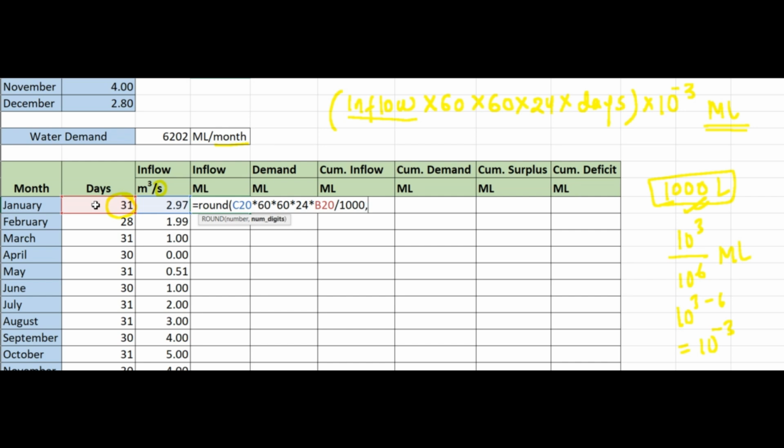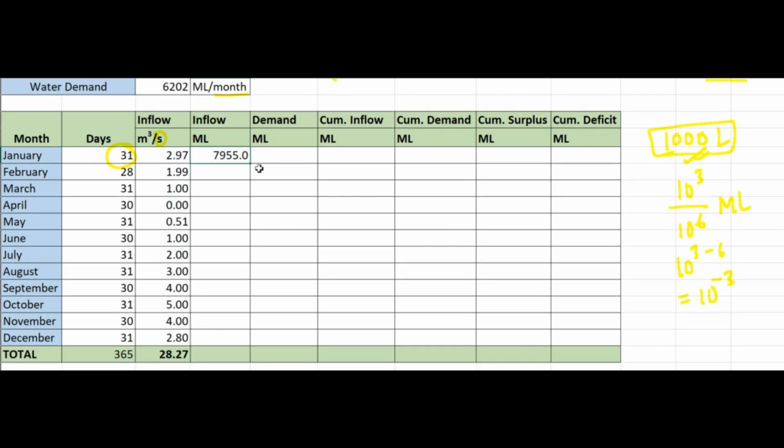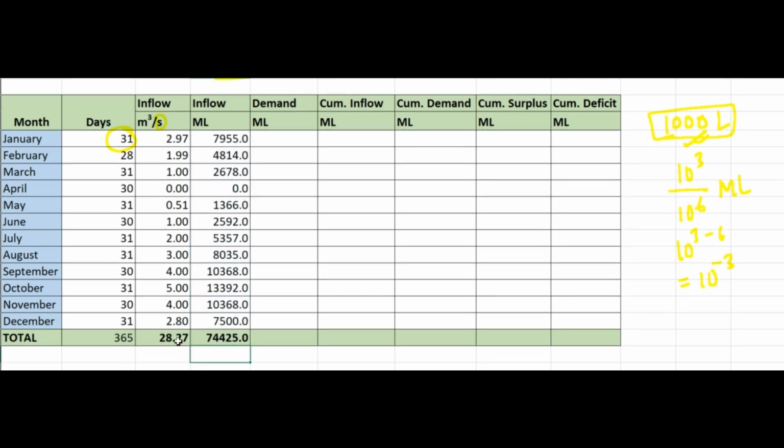Now for this thing, we need to provide the number of digits, right? So it will be 0. We do not want any value after the point, right? So let's do. So it will be 7955, right? 7955. Now if we drag this, this will be the value, right? So if we add this, it will be 74425.0, right?